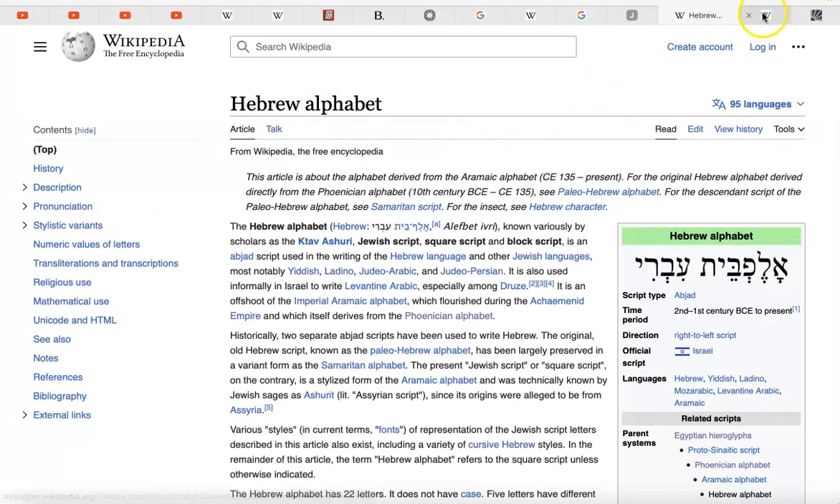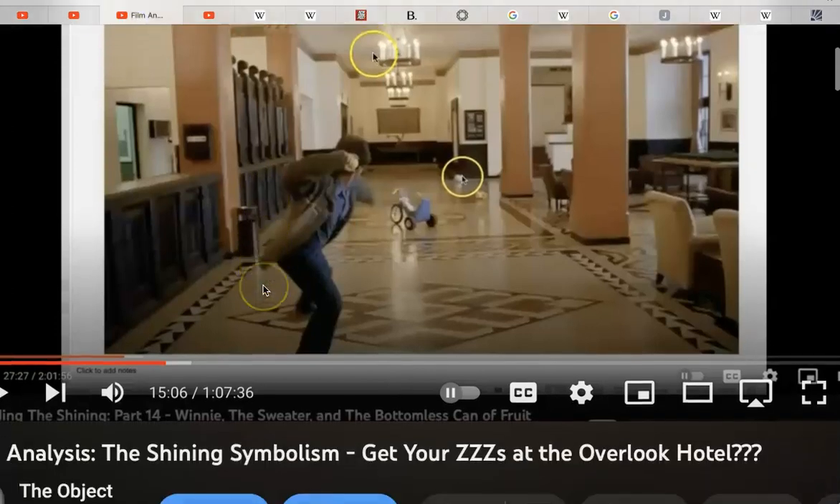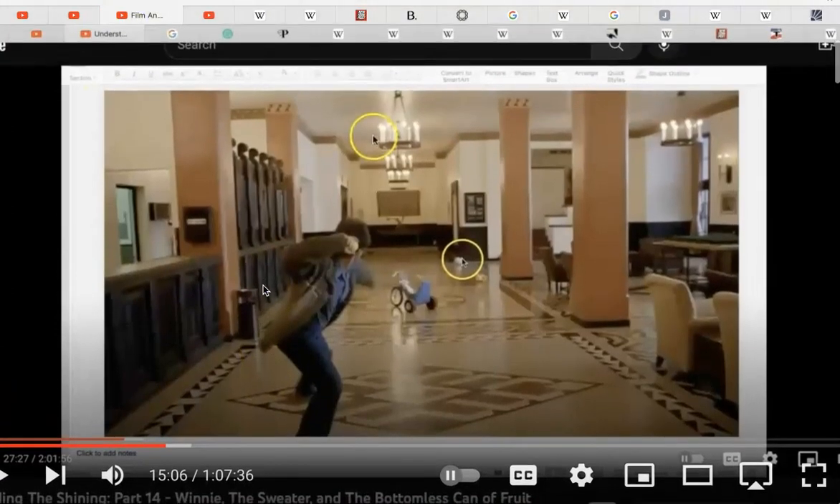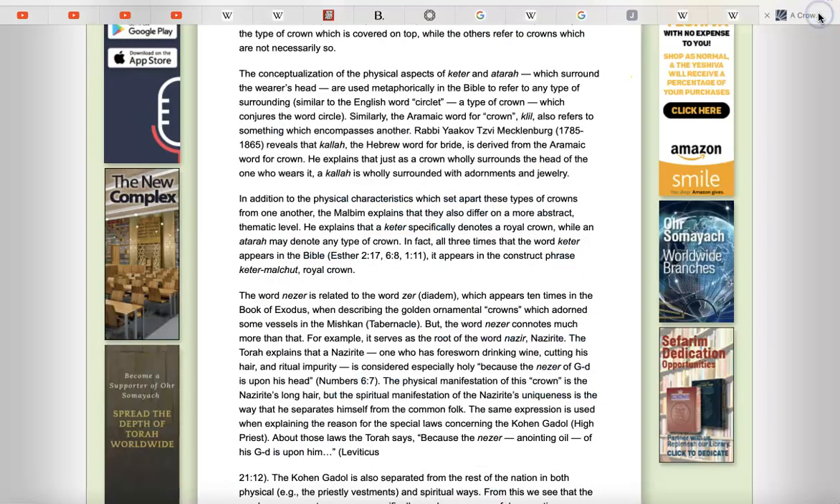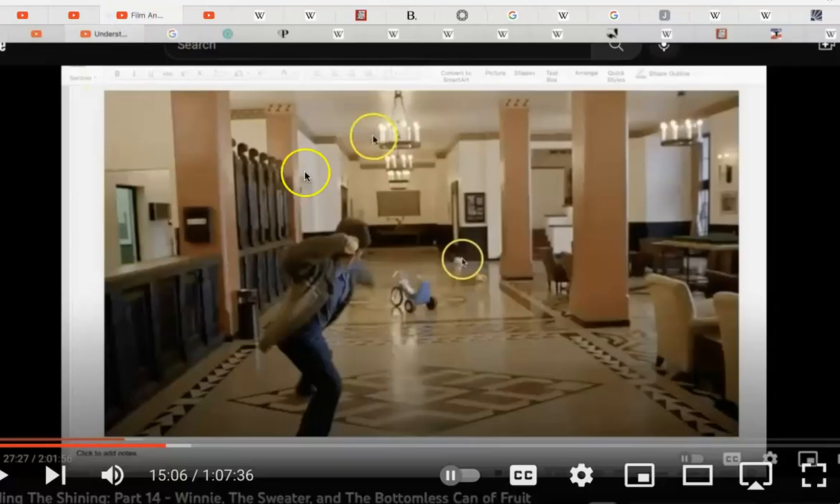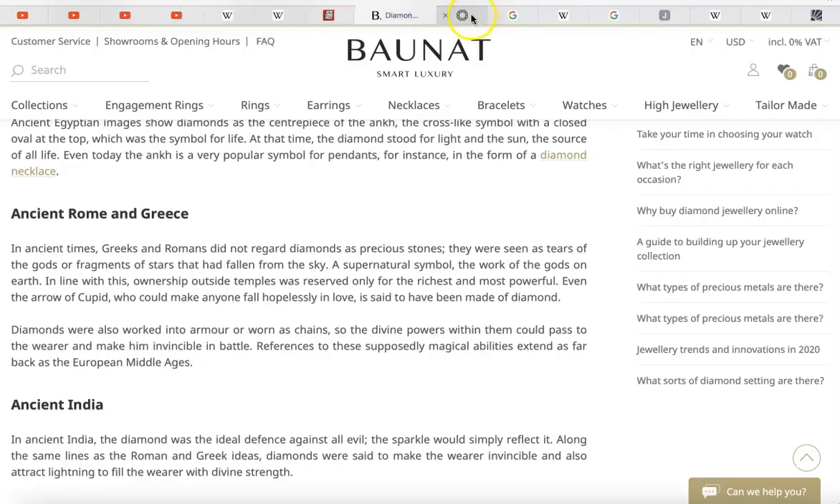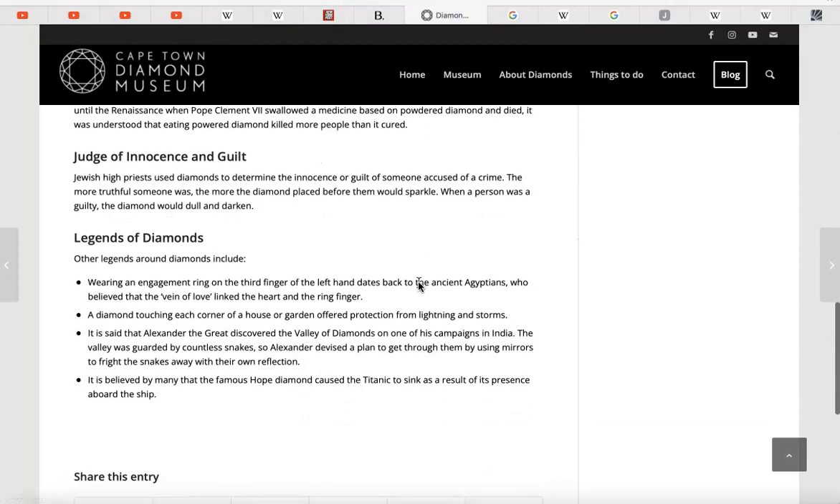Again, Hebrew alphabet. And remember last time when I ended this video, right? Get your Z's at the Overlook Hotel. I ended it on the Wikipedia page for the word tag, Hebrew, in relation to Hebrew writing. Okay? And then we're going to go here too. A crown is a crown, yo. A crown is a crown. So, where was I going with this and why? Oh, yes. Ancient India, the pharaohs, invincibility. Okay. And the judgment of innocence or guilt.